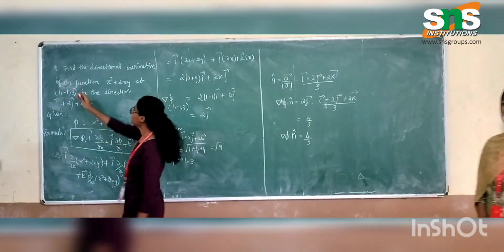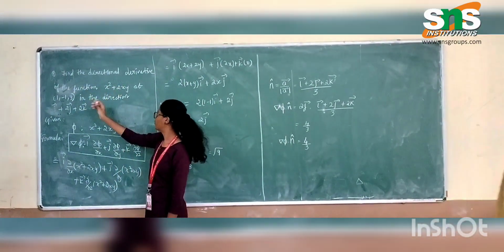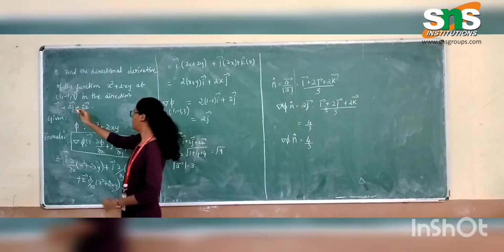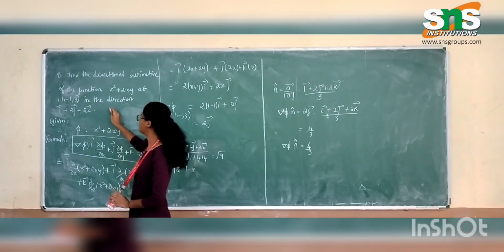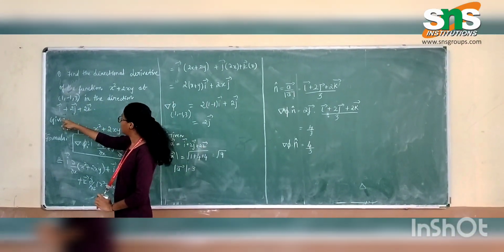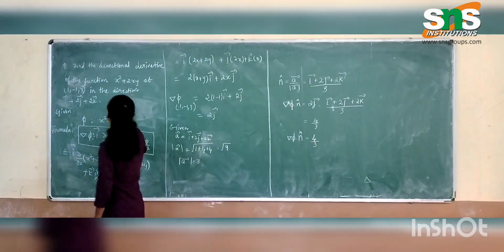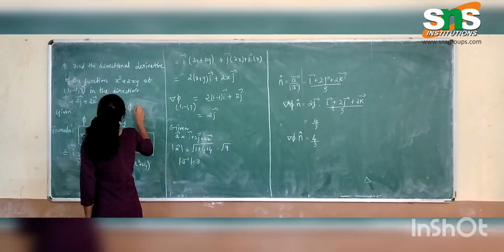So the question is, find the directional derivative of the function 2x square plus 2xy at the point 1 comma minus 1 comma 3 in the direction of i vector plus 2j vector plus 2k vector. So the formula is del phi dot n cap.